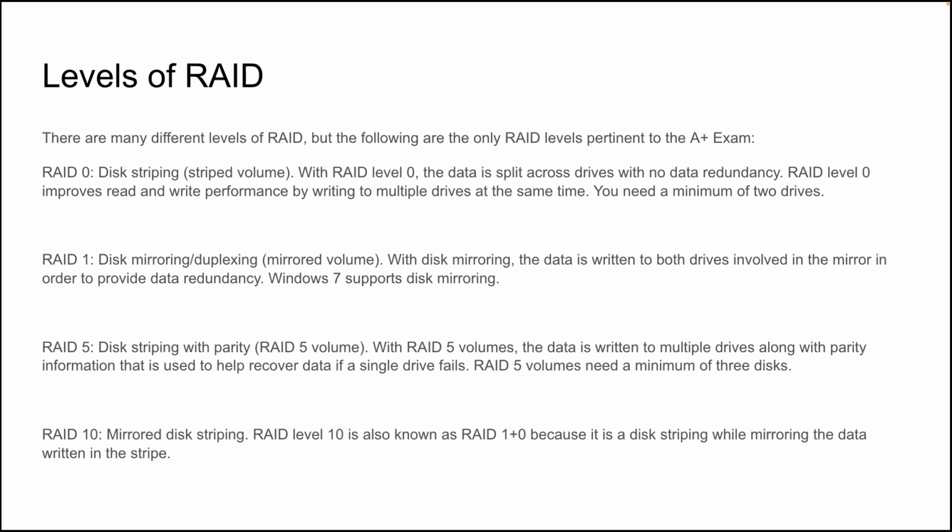RAID 10, mirror disk striping. RAID level 10 is also known as RAID 1 plus 0 because it is disk striping while mirroring the data written in the stripe. So it's basically RAID 0 plus RAID 1, as we can see from the name. So just think 1 and 0 combined when you think of RAID 10. It offers redundancy as well as improved performance.